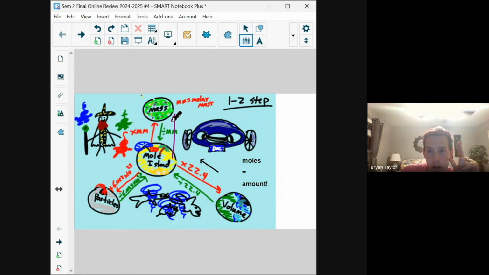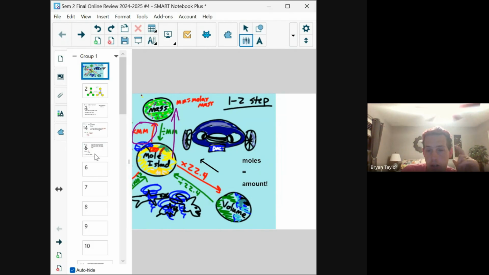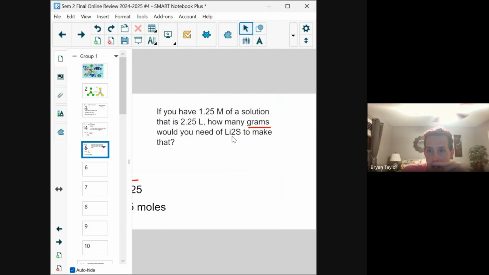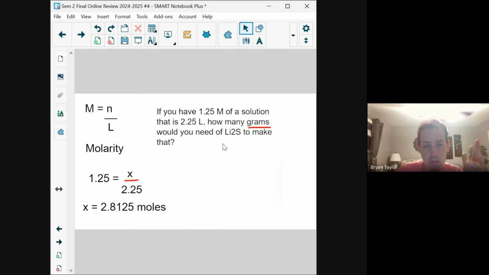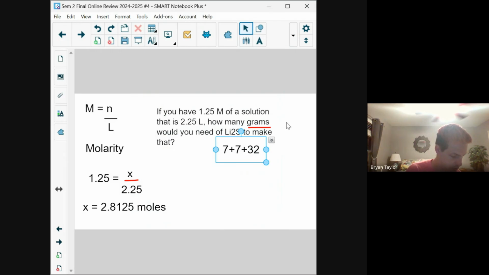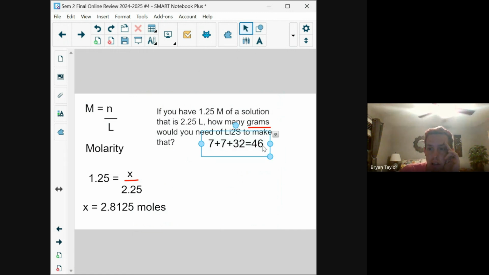I need to go up. Up is multiplying by the molar mass. We can definitely do that. So let's look up what chemical we have. We got Li2S. Okay, so lithium weighs 7, and there's 2 of them. S is 32, and there's only 1 of them. So 14 plus 32 is 46. And that's again going to be your grams per mole.